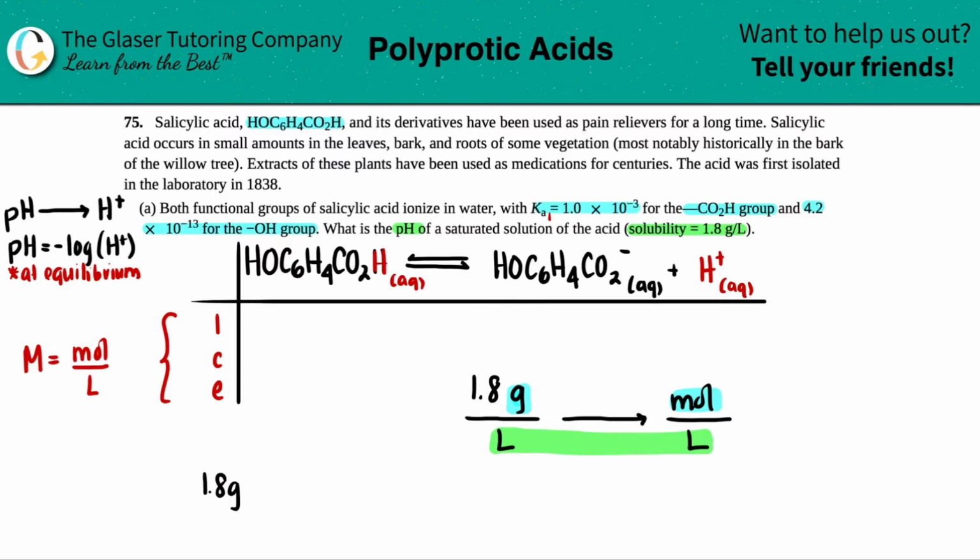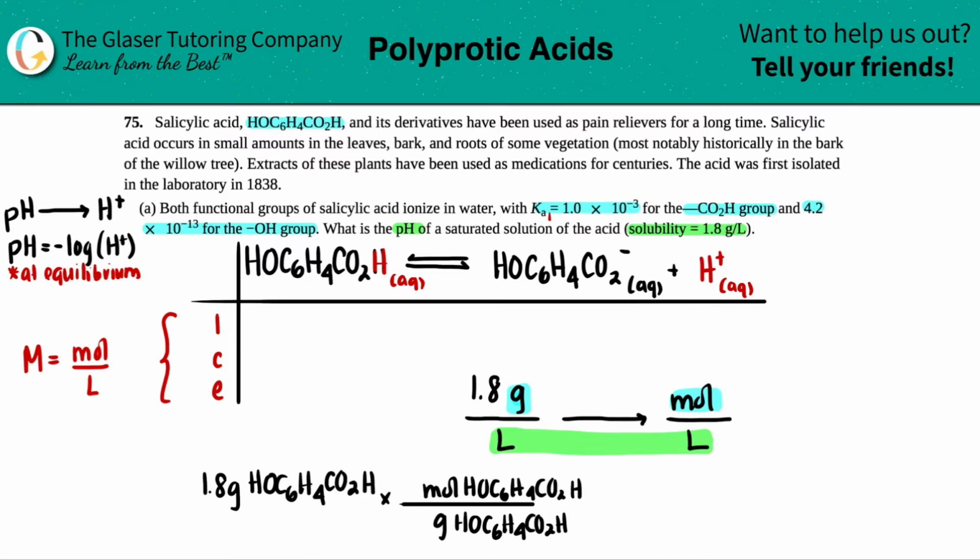1.8 grams of the acid, so salicylic acid, HOC6H4CO2H. Times by that ratio. Throw the unit you don't want on the bottom, mole up on top. And if we're using the balanced equation, remember it's 1 mole for whatever the weight is on the periodic table. So let's just quickly find that out.